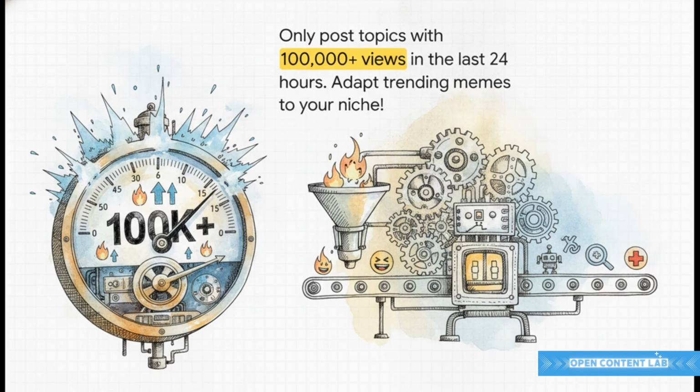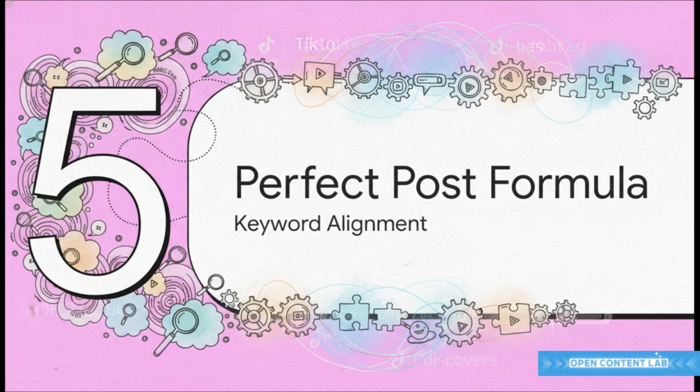So you might be asking, what exactly should I actually post? Well, a great rule of thumb for rapid growth is to only recreate content topics that have generated 100,000 views or more in the last 24 hours. Honestly, if it hasn't hit those numbers, people probably just don't care about it right now. Also consider adapting popular trending video memes specifically for your niche. Taking a format that's already a proven winner and applying it to your target audience, that is a nearly foolproof way to guarantee interest.